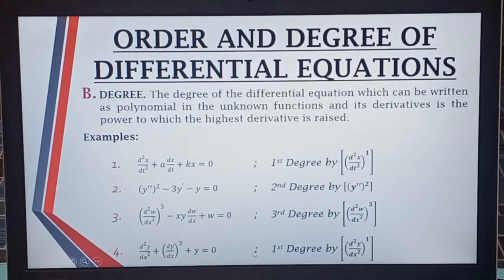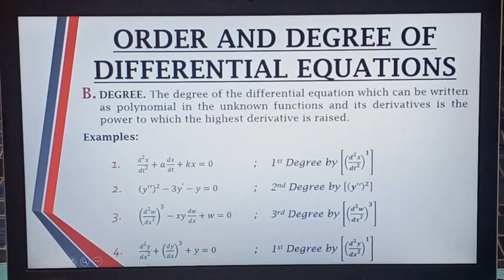Then another example is d squared y over dx squared plus the quantity of dy over dx raised to 3 plus y equals 0. Our order comes from the highest derivative. You have the second derivative and you also have the first derivative.